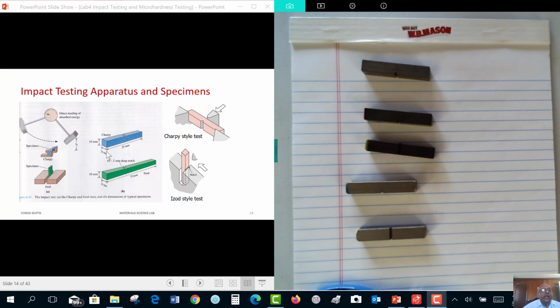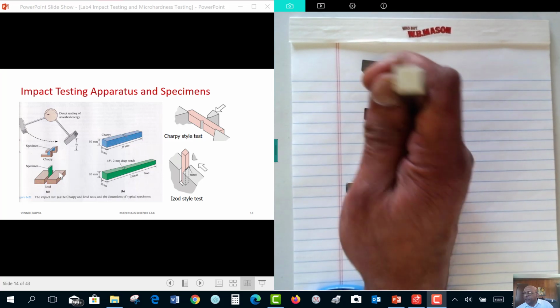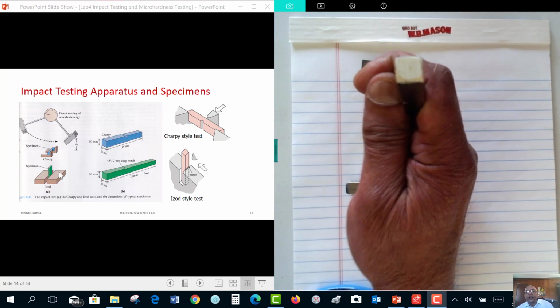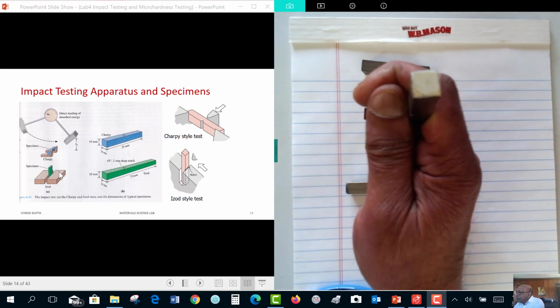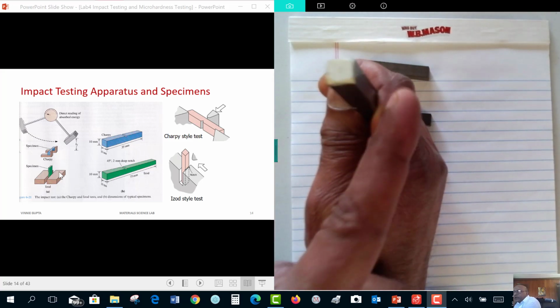We have two kinds of samples, Izod and Charpy. Izod is slightly longer; you can see it has the same cross-sectional area, except that it is 75 millimeter long, while Charpy has the notch in the center. The Izod is 20 millimeter longer because it has to be held vertically like this, like I am holding it in my hands, in our machine. So now when the hammer comes, it is going to swing and hit it like this, and break it in two pieces.